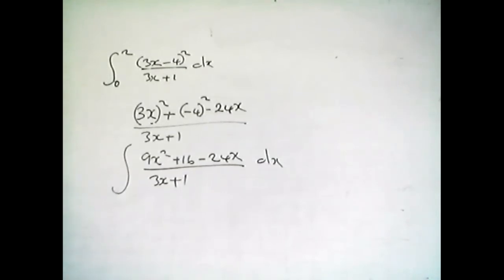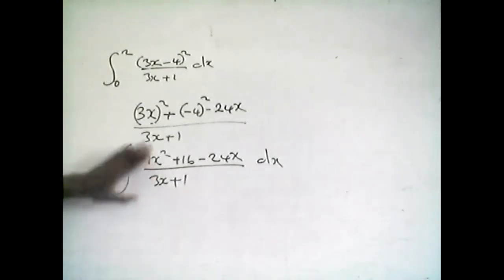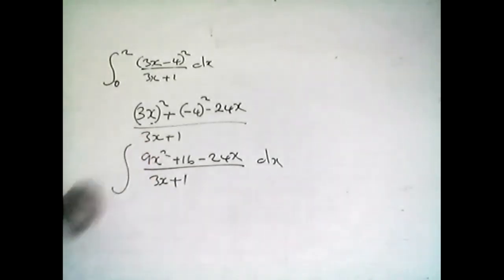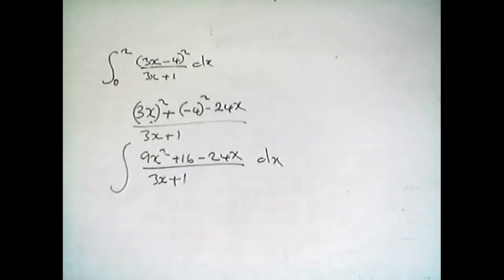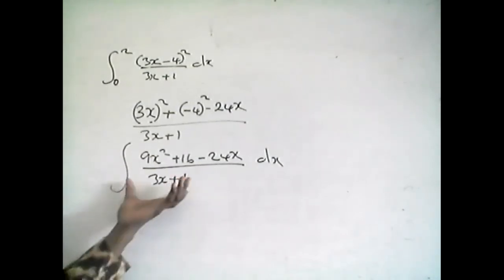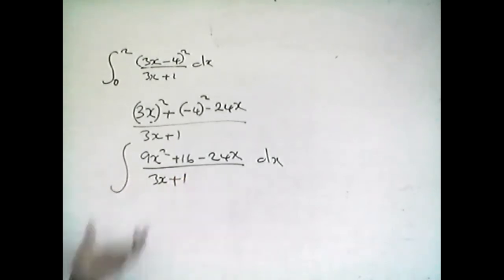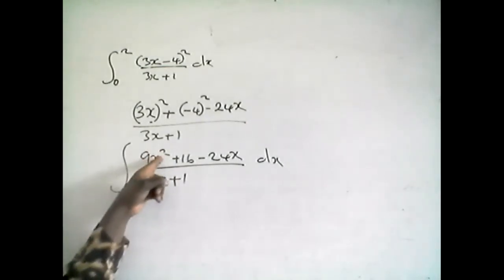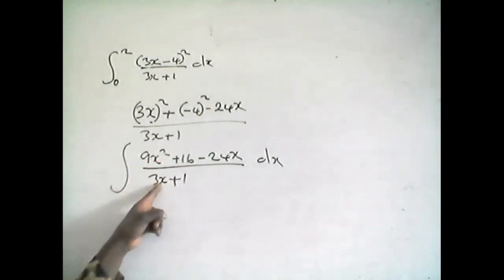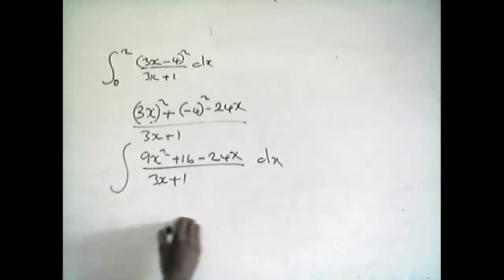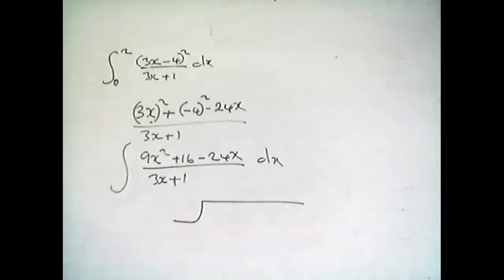I'll put the limits later, but for now, let's deal with the integral. We are going to decompose this into partial fractions. Since the highest power in our numerator is bigger than that of our denominator, we are going to divide. We are going to use long division or any method that you are conversant with.